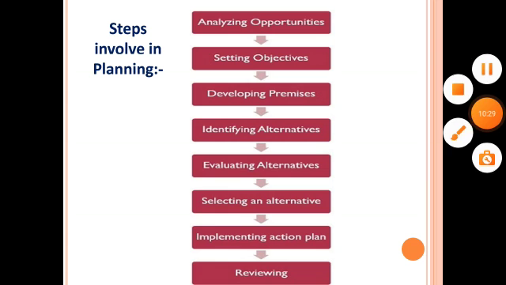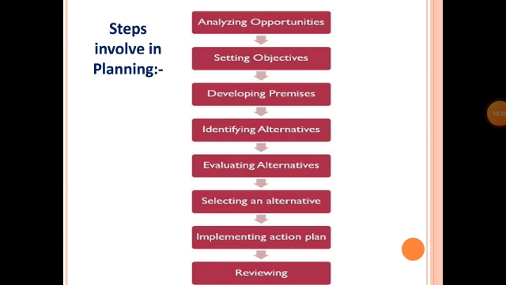Okay, then next point is planning. The steps involved in planning, there are different steps given in planning. The first one is analyzing opportunity, then setting objectives, developing premises, identifying alternatives, evaluating alternatives, selecting an alternative, implementing the action plan, and review. These are the steps of planning. We proceed step wise: first analyzing opportunity, then select objective, developing premises, identify alternatives, evaluating alternatives, then select an alternative, then implementation of action, and the last one is reviewing. These are the steps of planning.